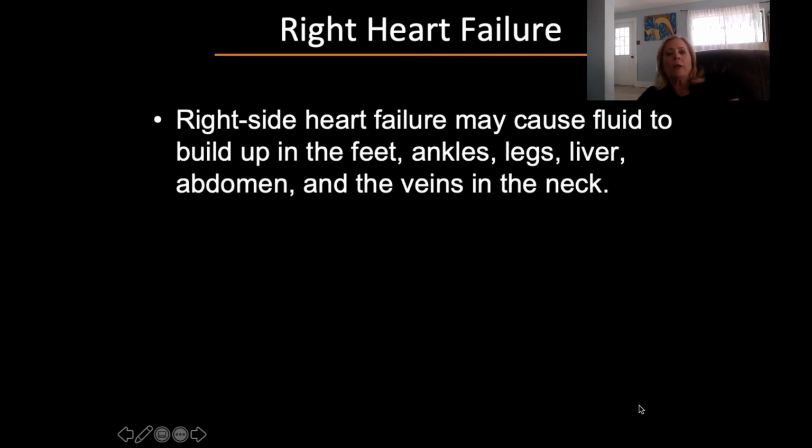Right side heart failure may cause fluid to build up in the feet, the ankles, legs, liver, abdomen, and the veins in the neck. Think about the blood coming from the body through the superior and inferior vena cava into the right atrium of the heart. The blood goes down into the right ventricle through that tricuspid valve, and then it's supposed to be ejected out of that ventricle through the pulmonary trunk, through the pulmonary arteries, and into the lungs. But it can't happen. It's not happening. So if the blood's not going into the lungs, it's backing up into the ventricle. From the ventricle, it's backing up into the atria. From the atria, it's backing up into the body.